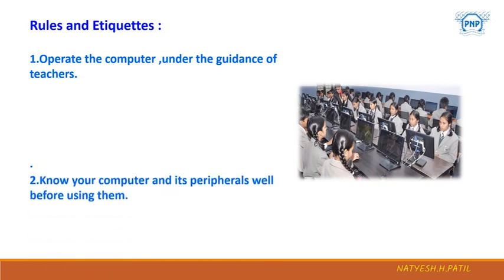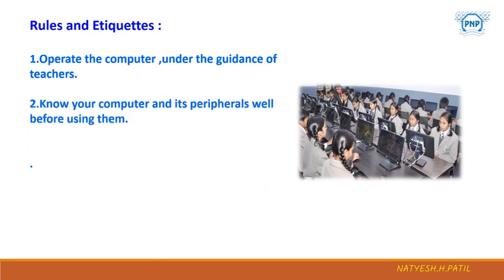Okay, the second thing which you need to follow: know your computer and its peripherals. Peripherals means different parts. As we know, a computer means the monitor is there. With the monitor you get the CPU. With the CPU, the keyboard is there, the mouse is there. Okay, the printer is also there. So just try and know all these parts very well. So while using, in case of any problem, you can easily understand which particular part is not working properly and you can tell the same to the teacher. Means you should know their names very well.